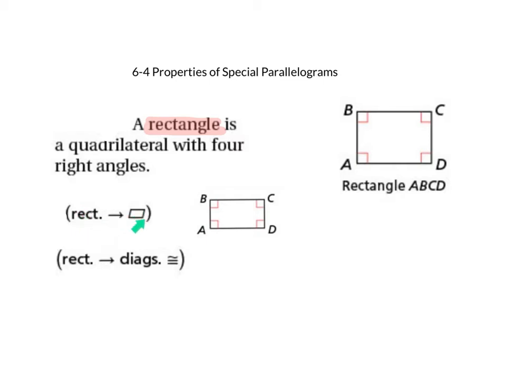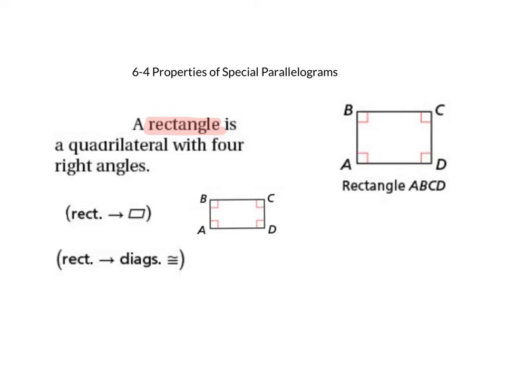Tells us that we have a lot of qualities of parallelograms that we want to keep in mind. May help us solve for side lengths or angle measurements, etc. The next theorem states, if we have a rectangle, then the diagonals are congruent. So with a parallelogram, the diagonals weren't necessarily congruent, but they did bisect each other. Now, the diagonals will not only bisect each other since it's a parallelogram, but specifically for a rectangle, the diagonals will be congruent.